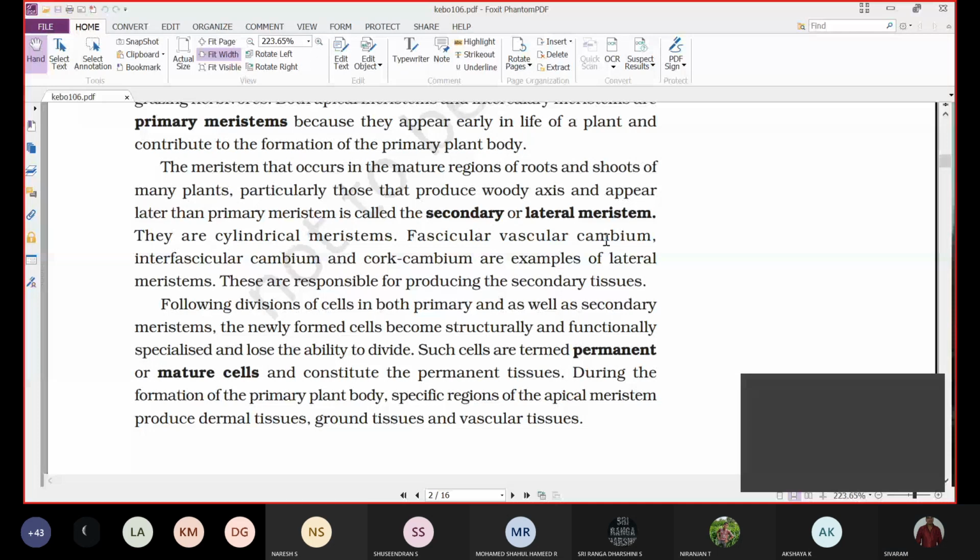Okay, that is called cork cambium. So these are all secondary meristems or lateral meristems. That is a cylindrical meristem. Okay, these are all cylindrical meristems, like fascicular vascular cambium, interfascicular cambium, and next, cork cambium. These all come under the secondary meristem or lateral meristem. We'll discuss this cambium while we are discussing secondary growth.